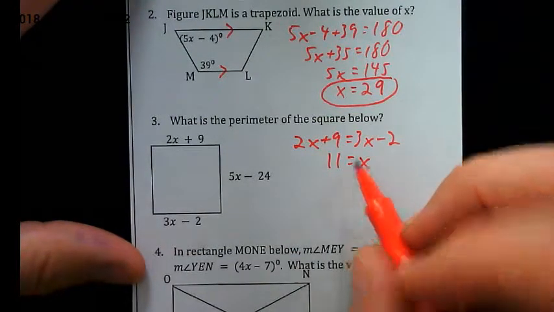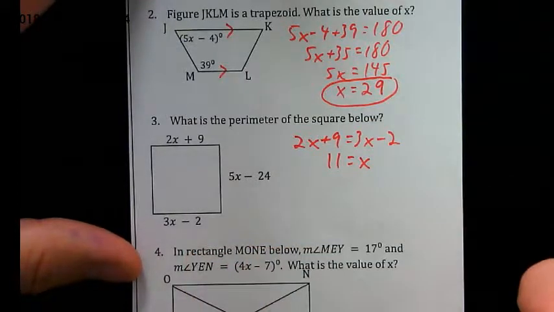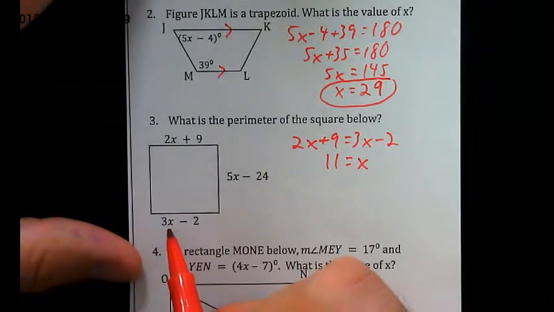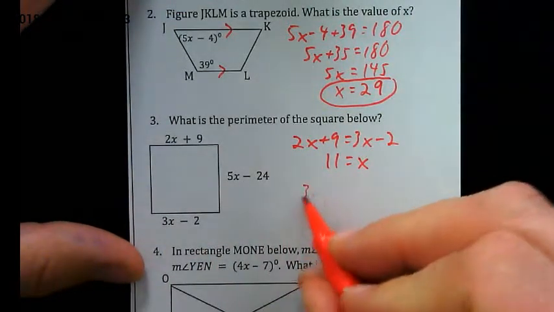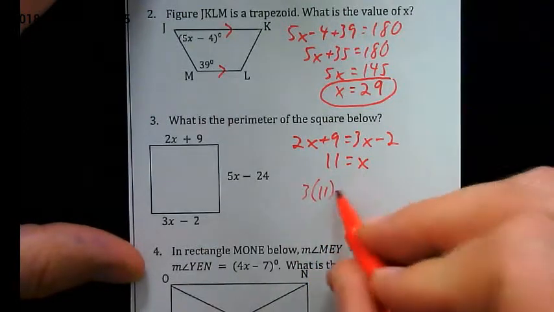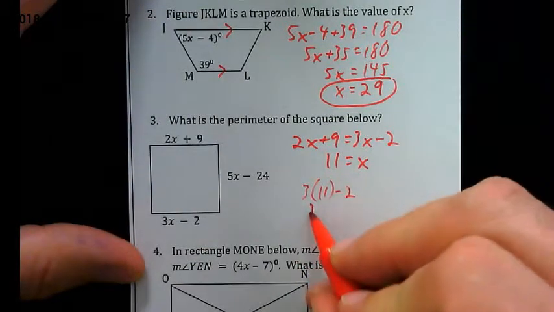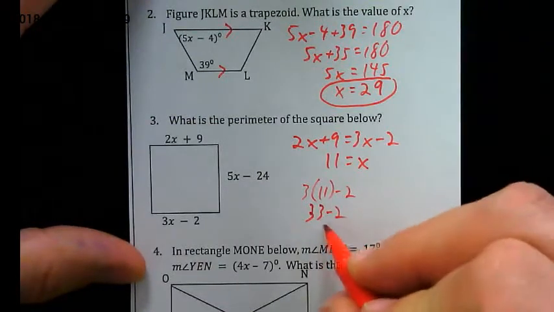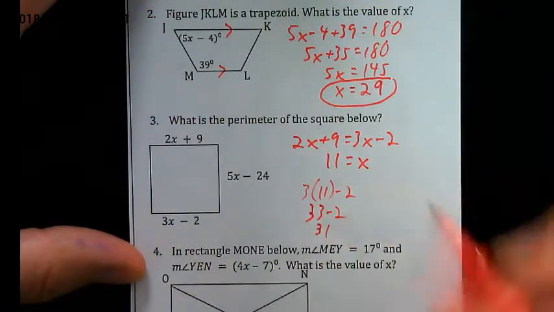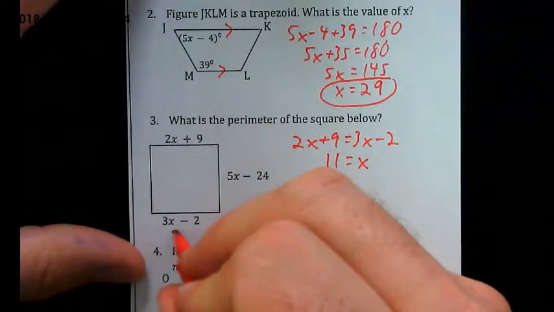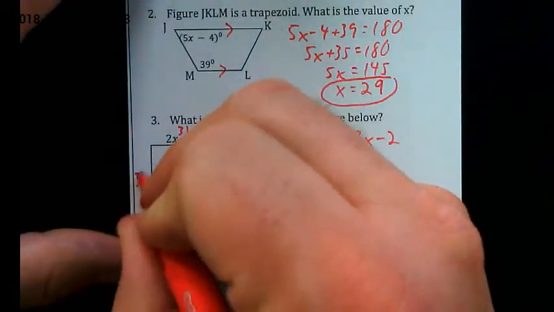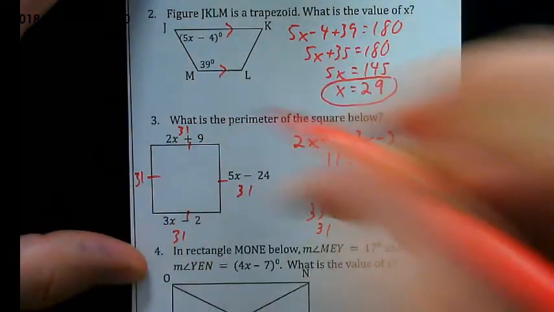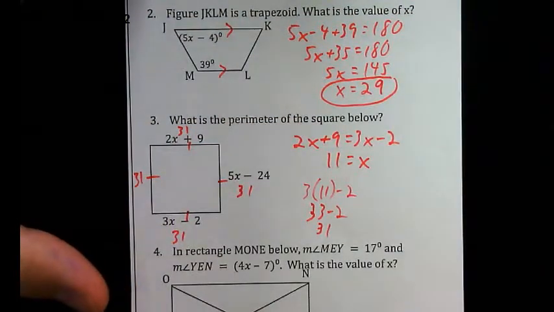Once we know what x is, we've got to plug it back in. Does it matter which one you plug into? They all give you the same thing. So I think the easiest one would actually be this one. So 3 times 11 minus 2, that's 33 minus 2, which is 31. That's every single side. Because every single one of these sides is congruent. They want the perimeter.